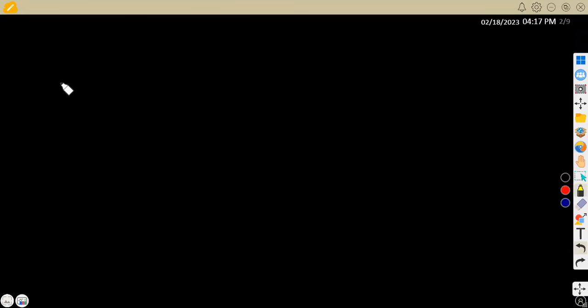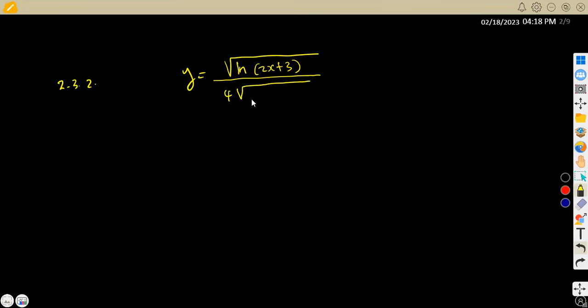So this is question 2.32. All right, so we were given y is equivalent to the square root of ln 2x plus 3, everything over 4 square root of 3x minus 1, like that. So what can we actually do in this case? We can see this is the quotient rule. We can apply our quotient rule because we've got a function in terms of x, which is our u(x), and this is our v(x).